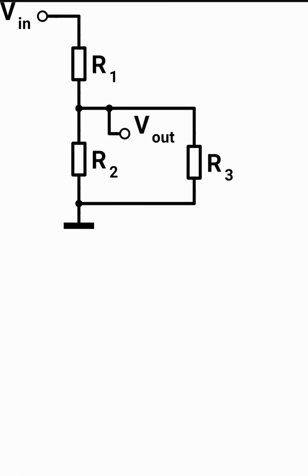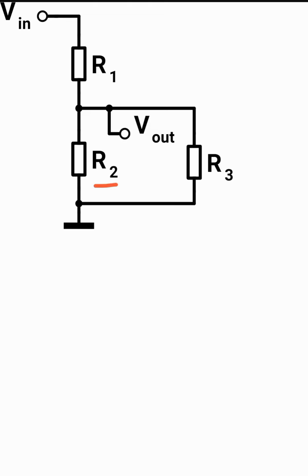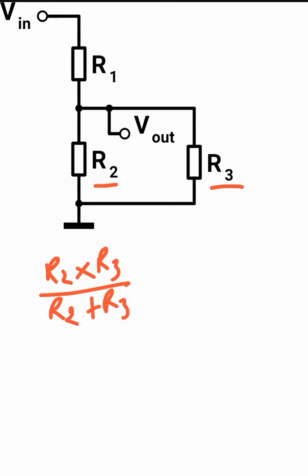Remember, this V out is nothing but the voltage across R2 and the voltage across R3. Since R2 and R3 are in parallel, V out is nothing but VR2, the voltage across R2, and it is also equal to VR3, the voltage across R3. So how to calculate the output voltage? Let's say the combination of R2 and R3, R2 times R3 divided by R2 plus R3, is called Rx. That's the parallel combination of it.